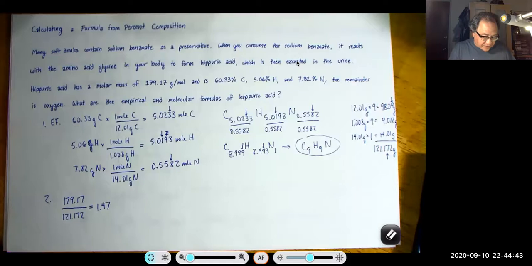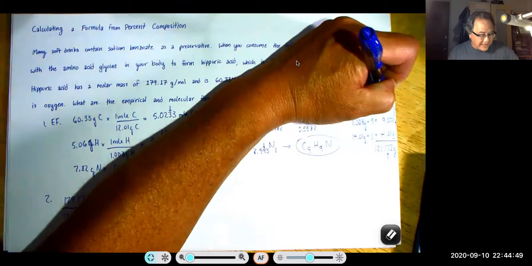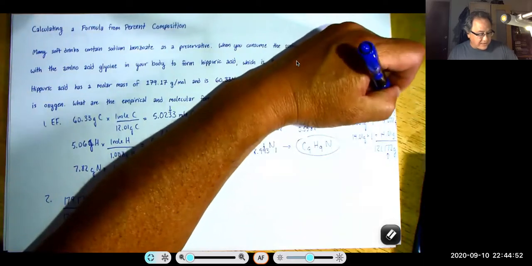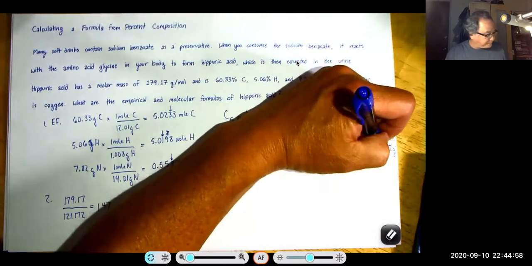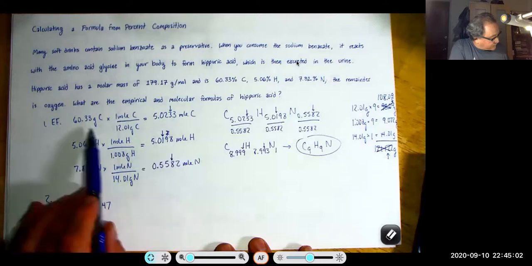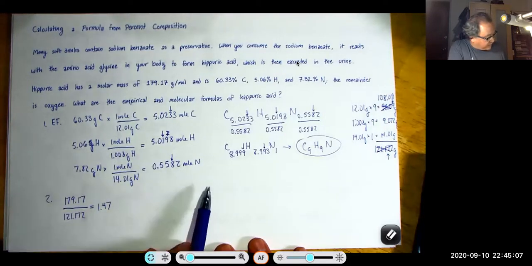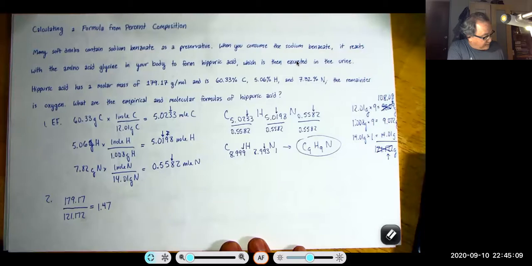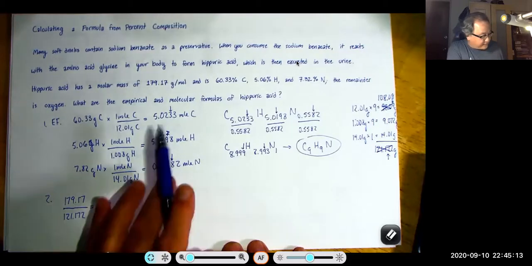Let me make sure I did this right. 12 times 9 is 108.09, not 98. So that's going to change things over here. And let's see if I did all of this right. So 60 divided by 12 is 5. 5 divided by 1 is 5. 7.5. This goes into that 9 times. This goes into that 9 times. That seems reasonable.